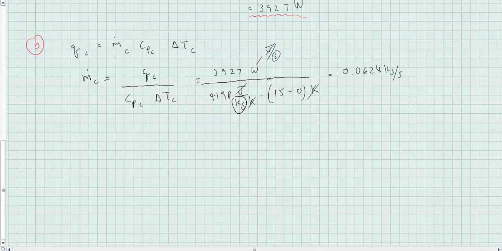What is that in terms of volume? Well, we know that mass flow rate for the coolant equals rho of the coolant times volumetric flow rate of the coolant. Therefore, volumetric flow rate of the coolant equals the mass flow rate of the coolant divided by the density of the coolant. Now we put in those values for mass flow rate, so it's 0.0624 kilograms per second.